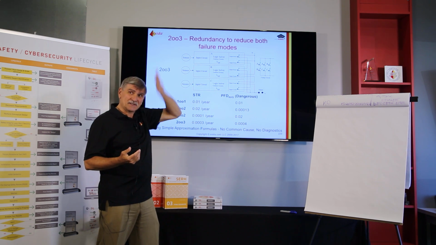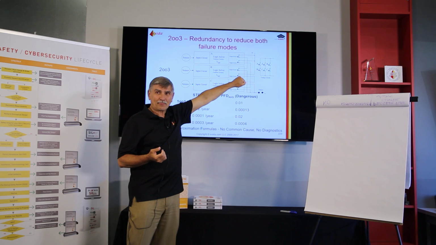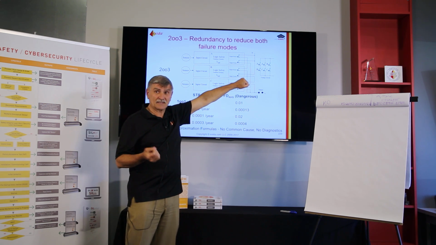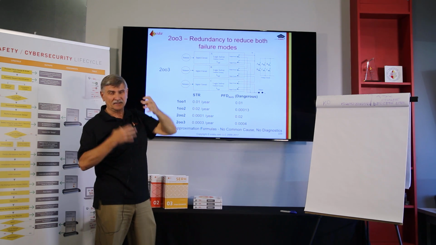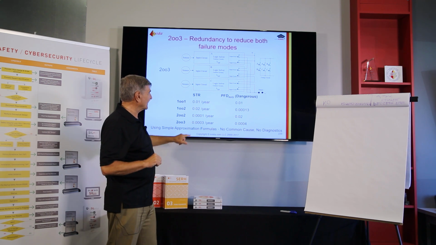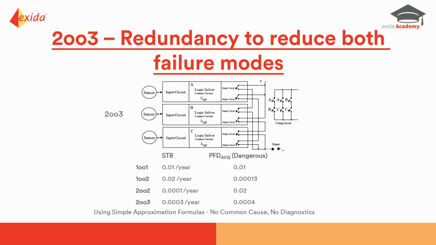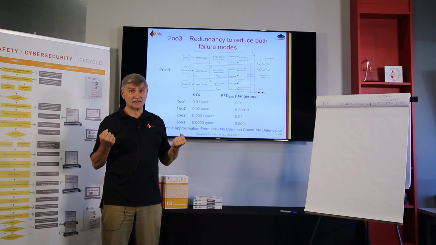Well, I got 3 sets of switches wired in parallel over here. And of course, now I have 3 times the total failure rate and 3 times the maintenance expense, but look at the advantage. What about PFD average? 0.0004, that's pretty good, but it's about 3 times worse than 1 out of 2. Does that make sense? Actually, yes.